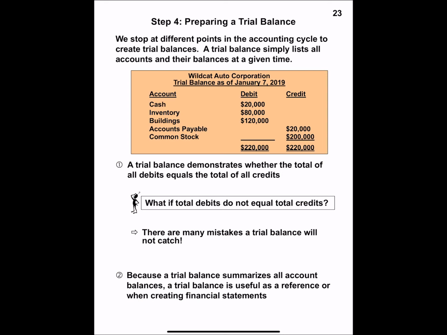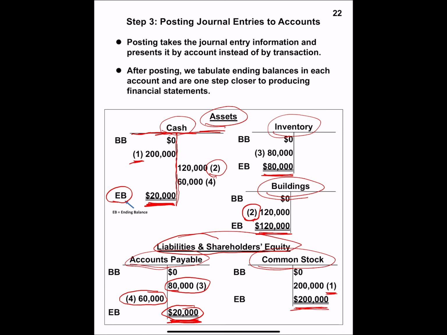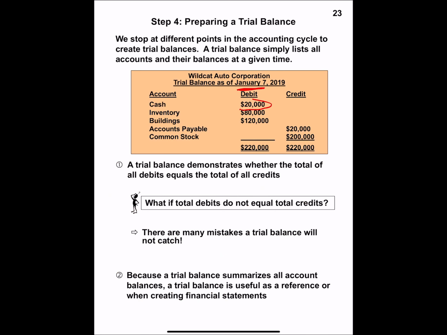So all we do with the trial balance, and notice here we have a little heading, the name of the company, and the trial balance as of a certain date. Here's where these accounts stand right now. All we simply do is list the names of all the accounts in order by assets, liabilities, equity accounts. Then we have two columns, debit or credit, and we put the ending dollar amount in those accounts, as of January 7th. We can go back to the previous slide and see all those. These are coming right from here. So this $20,000 cash, when we go to the trial balance, that's where that number is coming from.